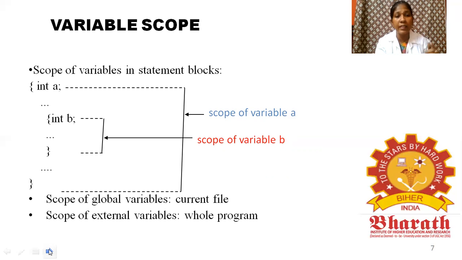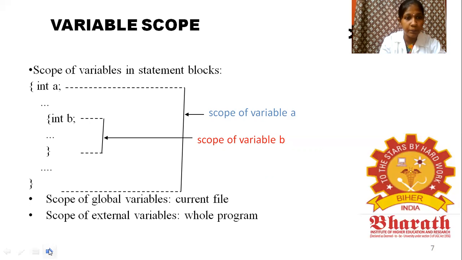Next is int B. From the curly brace where int B is declared, until the next closing curly brace, that is the scope of variable B. The scope of global variables is the current file. External variables, like A here, cover the whole program. Int B comes under the current file, and the external variable int A is considered to be for the whole program.